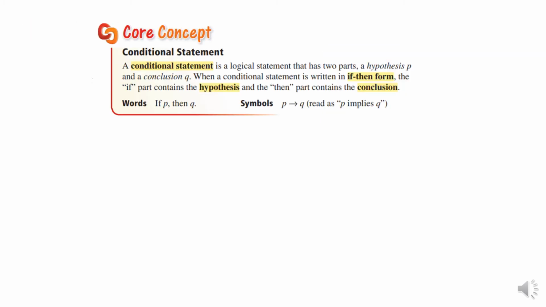All right, now we're going to get to some of the logical part of this. So a conditional statement is a logical statement that has two parts, a hypothesis P and a conclusion Q. When a conditional statement is written in the if-then form, the if part contains the hypothesis and the then part contains the conclusion. You would write it if P then Q, and this is how you would write it in symbols.